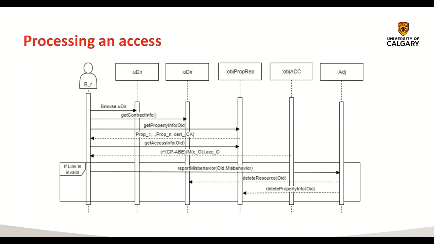For accessing a resource, the requester first browses the object directory to find the object that he wants and gets the address and ABI of the smart contracts that are related to the object, then anonymously refers to the object property repository and object access control contracts to get certificates, encrypted metadata, and access policies. Then he uses his CPAB secret key to decrypt the metadata and gets the link to the resource. If there is any misbehavior from the owner, the requester can complain to the adjudicator contract for further checks.